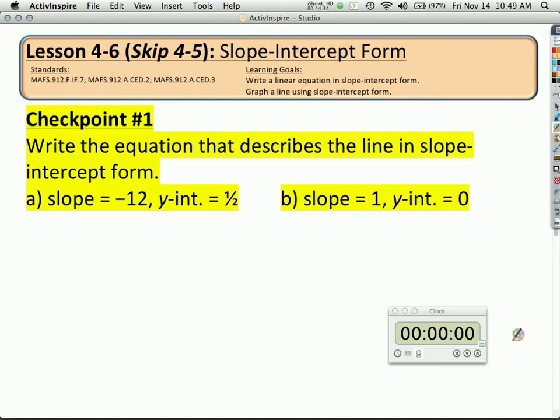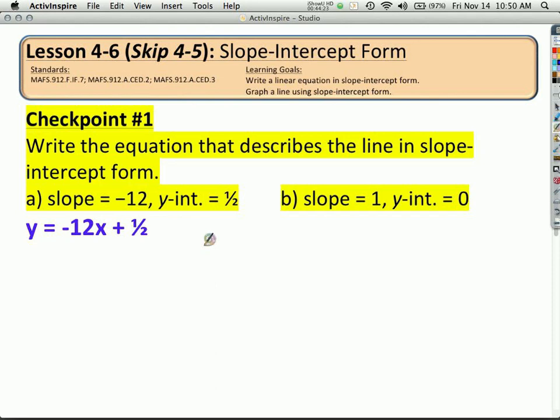All right, well, these 2 were pretty much a joke. So part A, y equals negative 12x plus 1/2. Part B, I'm going to reveal the best answer, and then I'll tell you whether or not others were acceptable. But this really boils down to y equals x. If you put y equals 1x, then you can mark it correct, but then don't ever do that again.